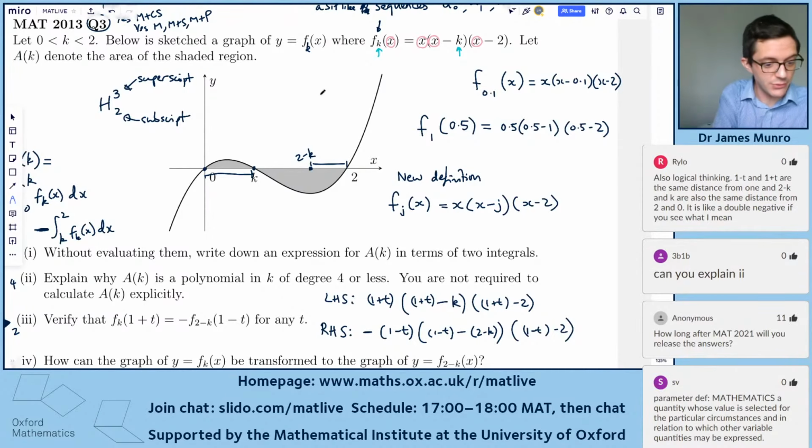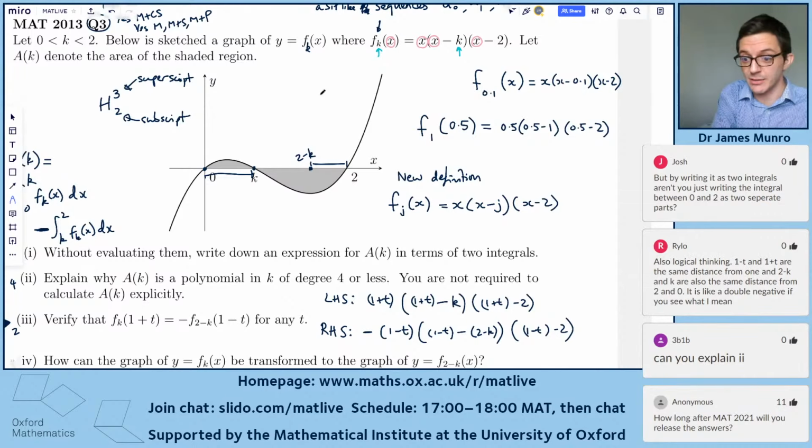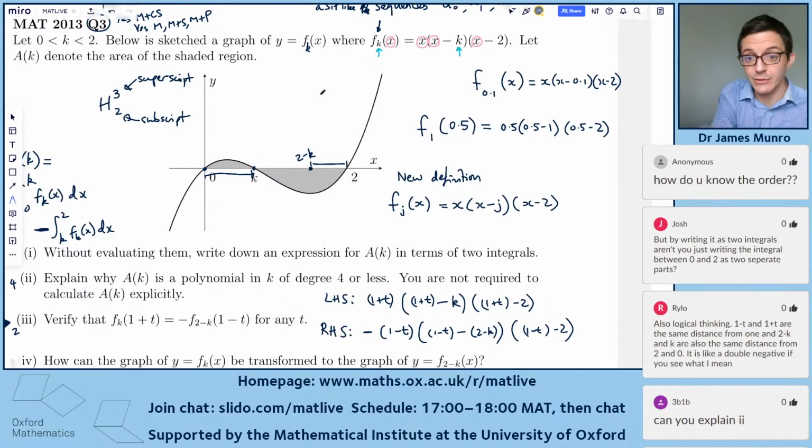By writing it as two integrals, are you just writing the integral between 0 and 2 as two separate parts? Josh, yes I am, but then I'm subtracting the second one, so they don't quite stick together. Cool. How do you know the order? I'm just picking any order that works to make sense of what's going on in these transformations. Maybe it doesn't matter. I think it probably doesn't.